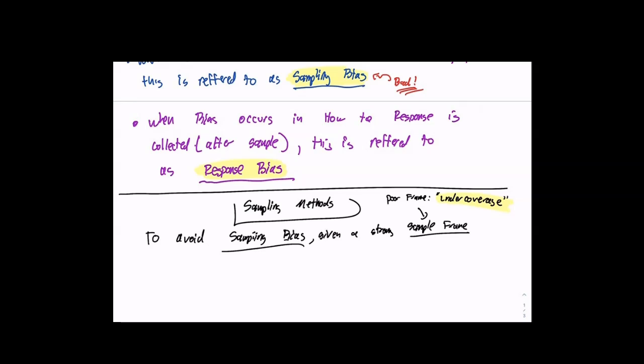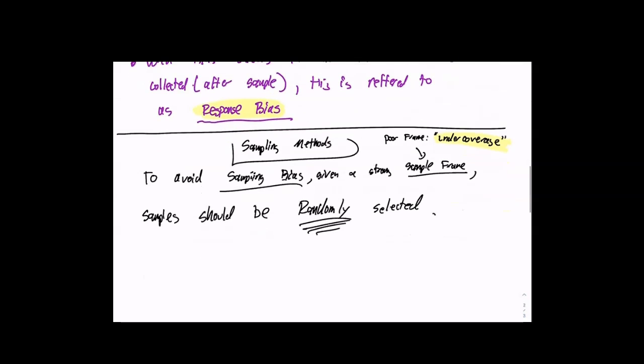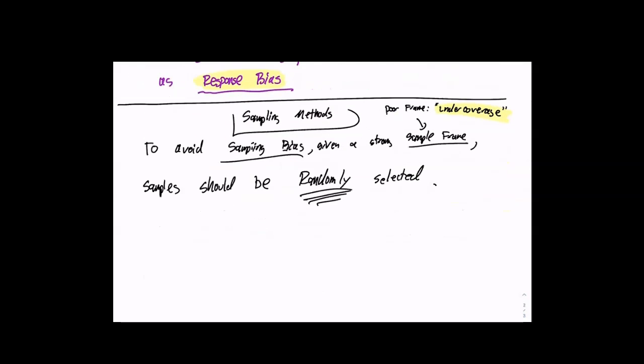Okay. To avoid sampling bias, given a strong sample, samples should be randomly selected from the population. Now, we talked about in our previous topic of simulations of how to use, we used a random number table that we had no clue.